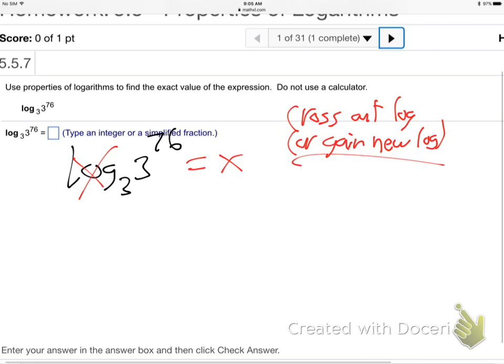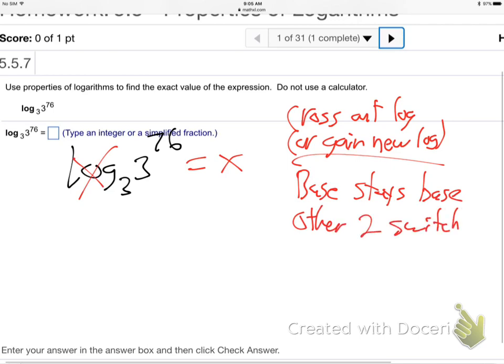When you put a new log on that wasn't there before, or you take one off that was there, translating in or out of log speak, log language, right? Either way, what happens? The base stays the base. The other two switch. So that means, who's the base? Who's the low down one? Well, clearly him, huh? He's lowered down. So he's the base, and the other two will switch.